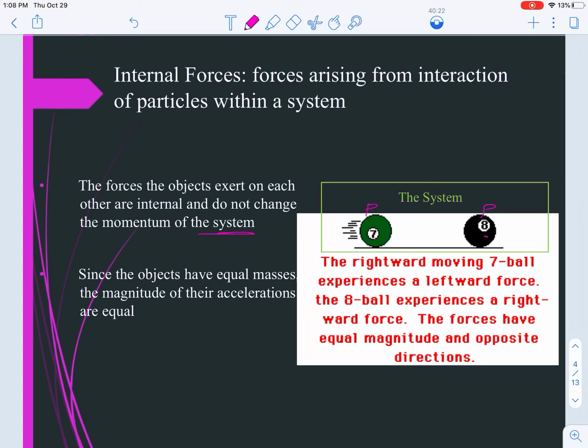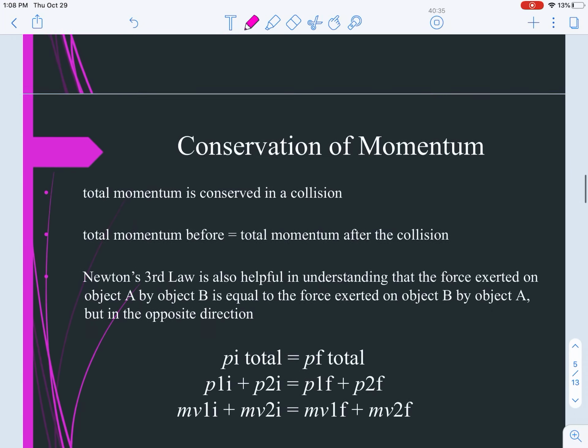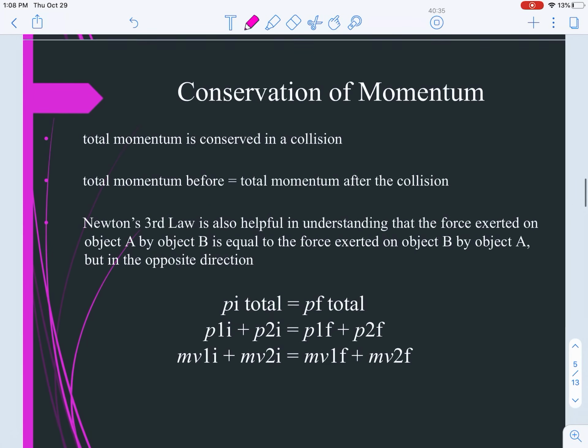In this particular example, since these are both pool balls, they have equal masses. So we're just kind of reviewing the application of Newton's second law here. If the force exerted on them is the same and the masses are the same, then in this case, they will both experience equal magnitudes of acceleration.